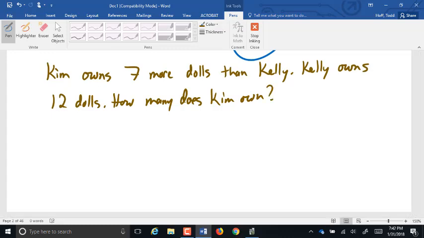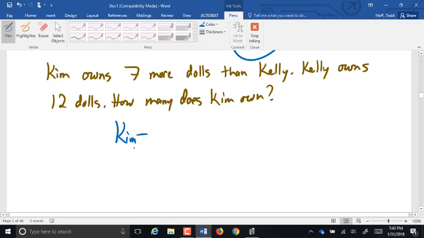So what we have here is a difference. Kim, of course, but I have to put the whole name in here. I can't just do K minus K. Kim minus Kelly has to equal 7. Kim owns more, so that makes Kim the larger number. As always, the bigger minus the smaller gives us the difference.